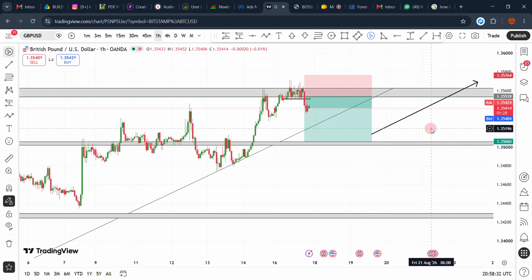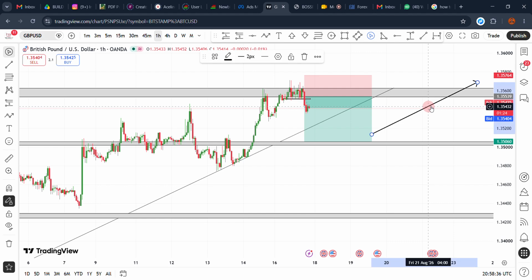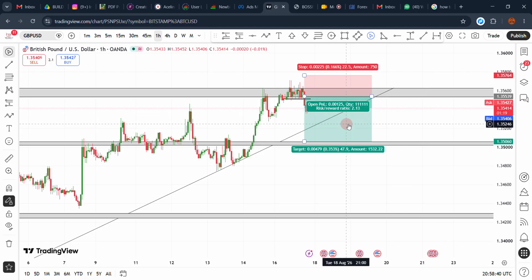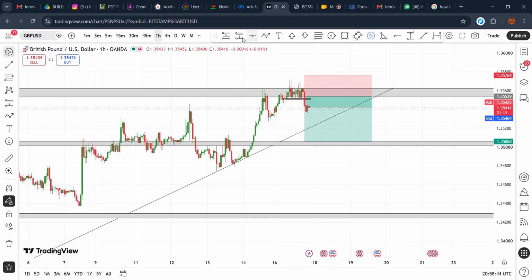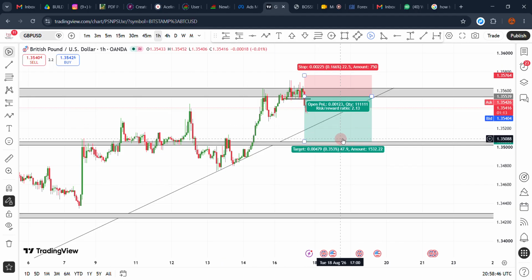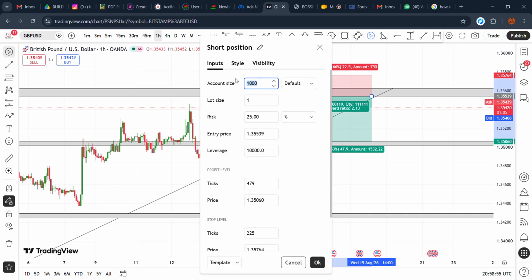Another way to get those figures is when you click on this short position, this is called a short position. After drawing it, when you double click on it, tap on it twice, it is going to bring out these figures, this information.